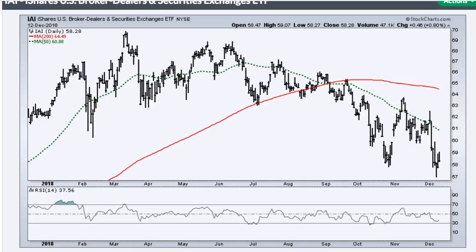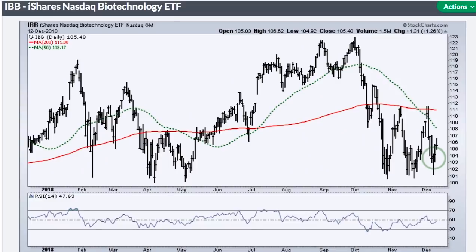And if you look at the broker-dealer iShares, I mean, how bad looking is this chart here? You know, it's just been moving lower since March with successive lower lows and lower highs. And if you have to put a pattern on it, you kind of had this triangle consolidation, and we've broken out of that to continue lower. You look at biotech iShares.